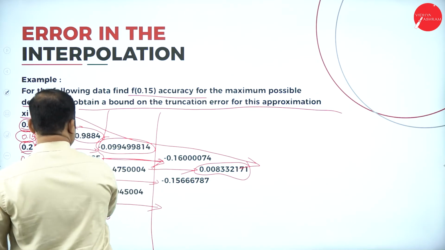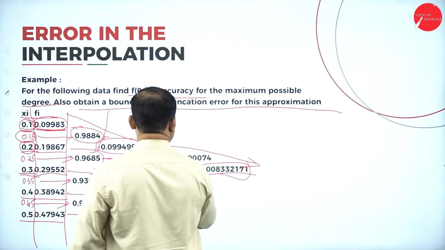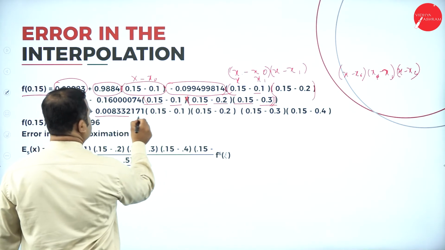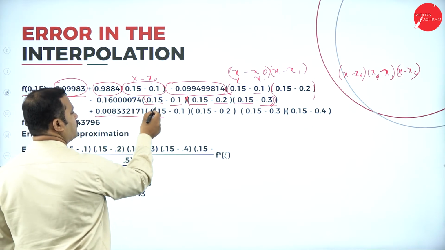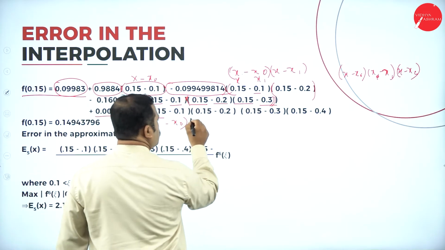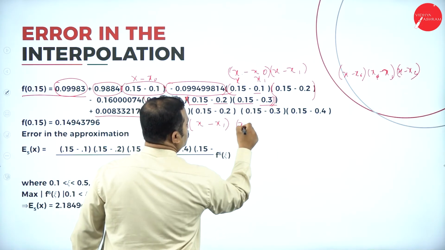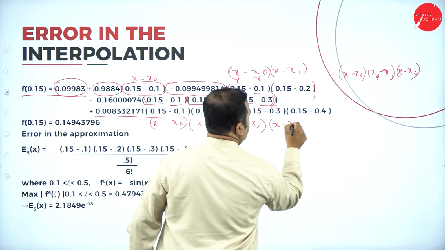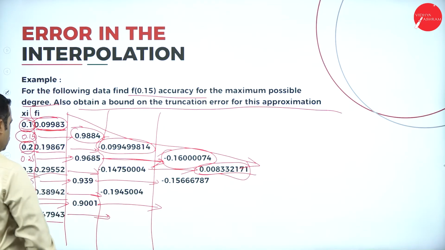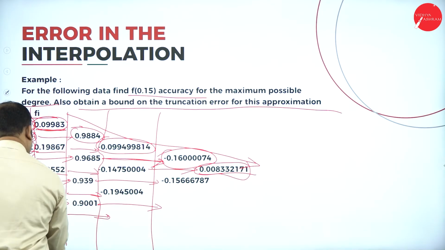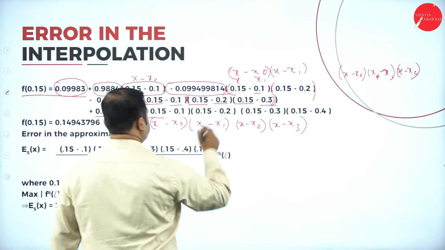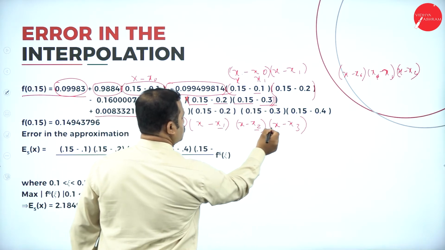For the next term, I will apply this and I want to find out that error. How can I do that? With 0.0833271 into this term: x minus x0 into x minus x1 into x minus x2 into x minus x3. What does x3 indicate? Suppose there is one more term, then I would have taken x5. In this case, it is x4, x3. So x0, x1, x2, x3 are considered here.